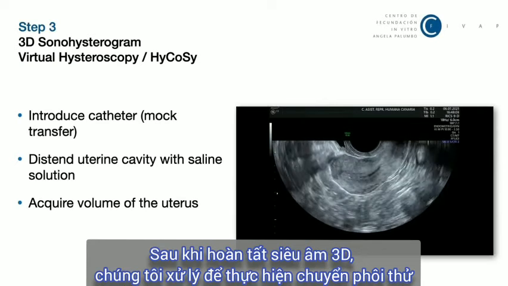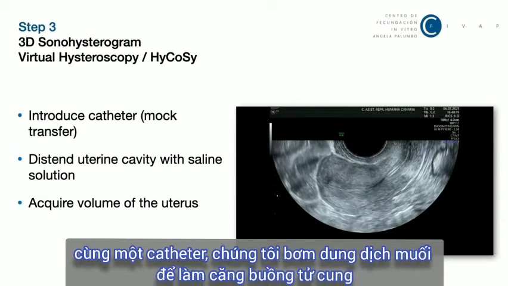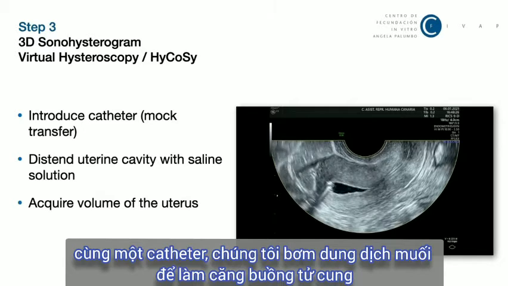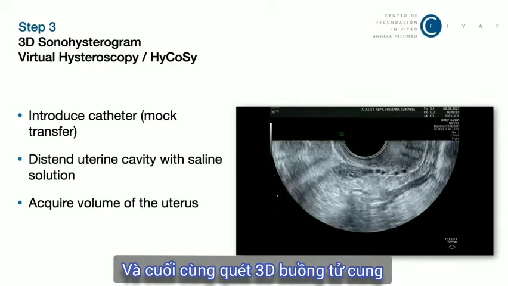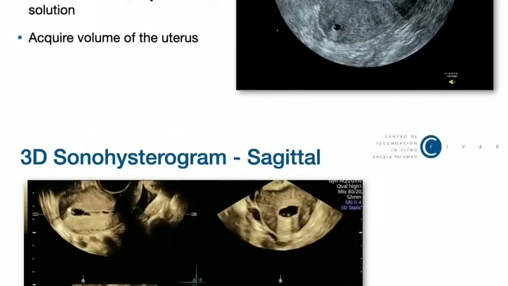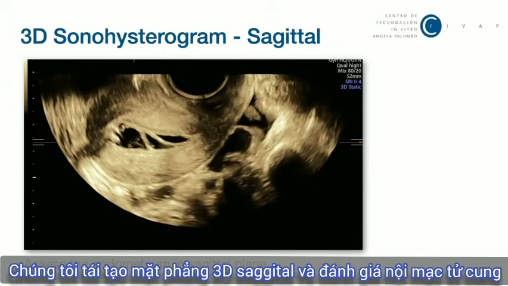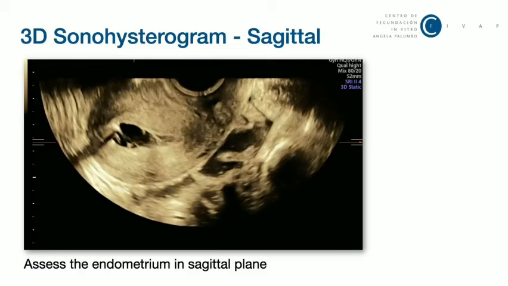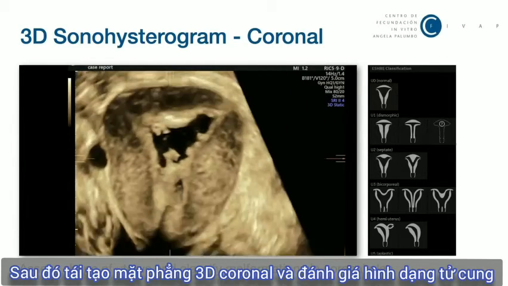After the 3D ultrasound is completed, we proceed to performing a mock transfer, and with the same catheter we inject saline solution to distend the uterine cavity and finally acquire a volume of the uterus. We reconstruct the sagittal plane and assess the endometrium. We then reconstruct the coronal plane and assess the uterine shape.